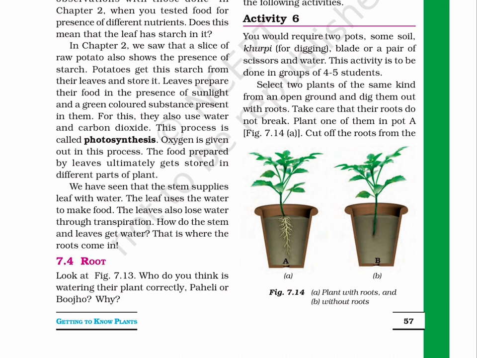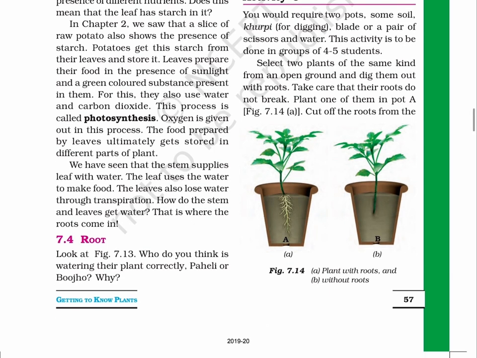We have seen that the stem supplies the leaf with water. The leaf uses the water to make food. The leaves also lose water through transpiration. How do the stem and leaves get water? That is where the roots come in.